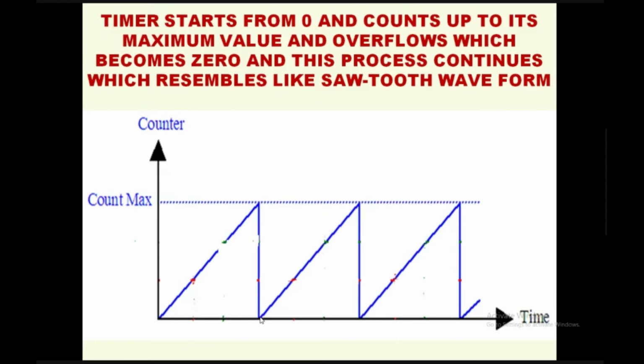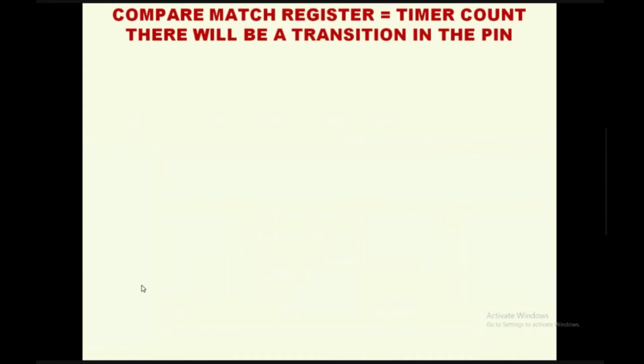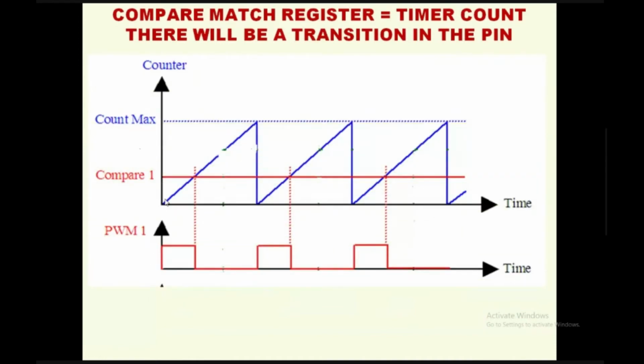Okay. Now, to produce a pulse width modulation waveform, this timer value should be compared with some other register, which is nothing but your compare match register. Okay, so something like this. You can see the compare register. Let us say it is 255 count.